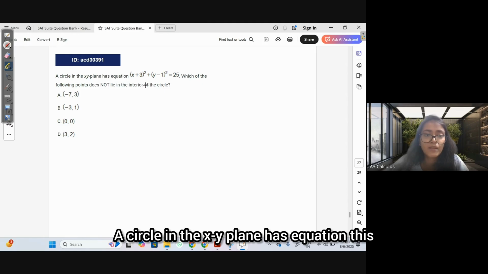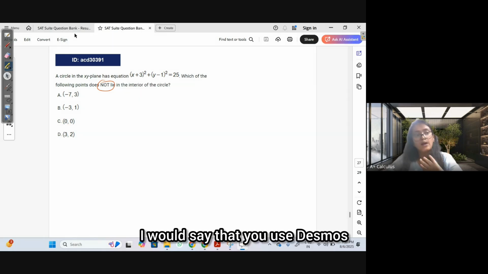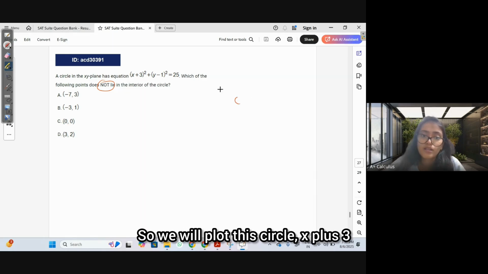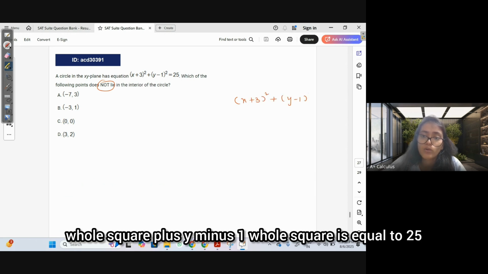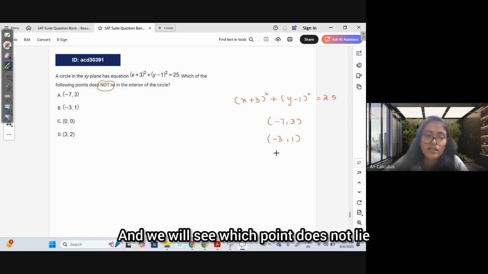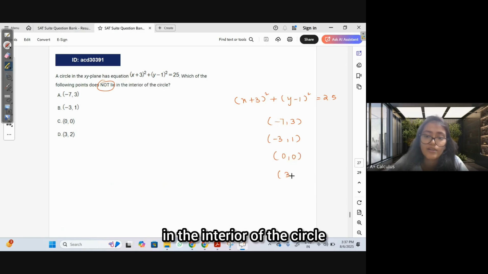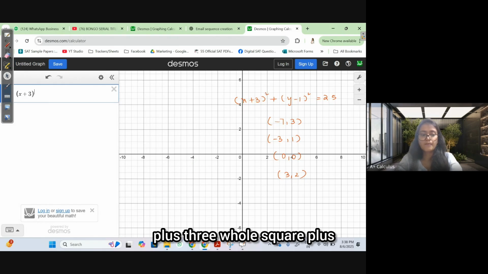A circle in the xy plane has this equation. Which of the following points does not lie in the interior of the circle? For this type of question, I would say that you use DESMOS. So we will plot this circle, (x + 3) squared plus (y - 1) squared is equal to 25. And one by one, we will plot these points and we will see which point does not lie in the interior of the circle.